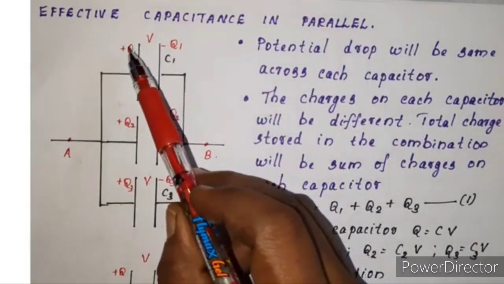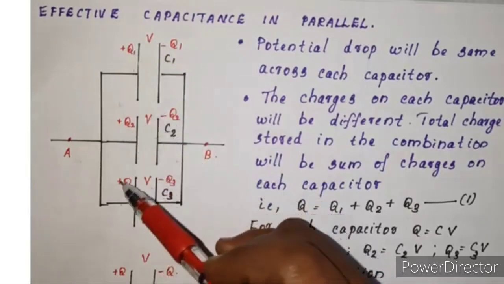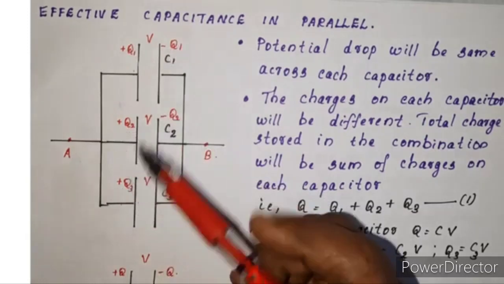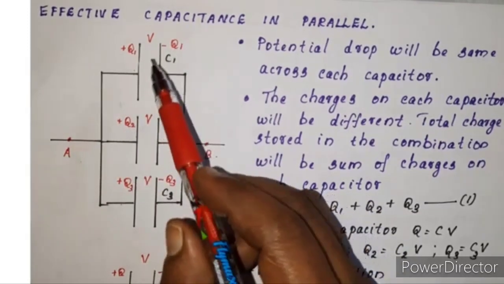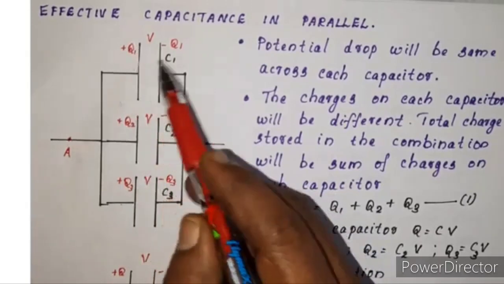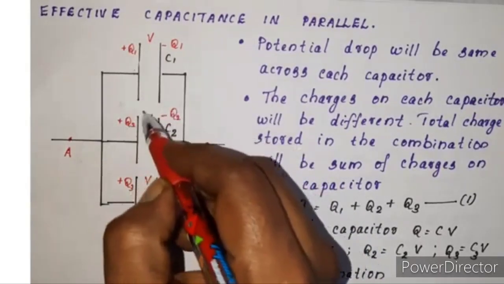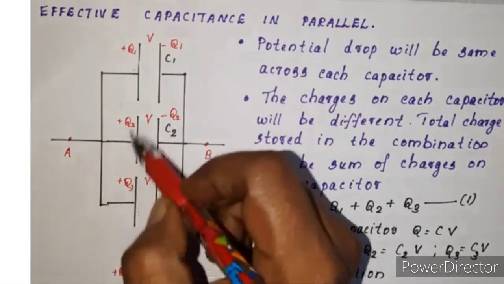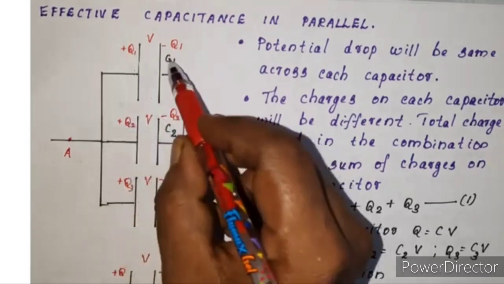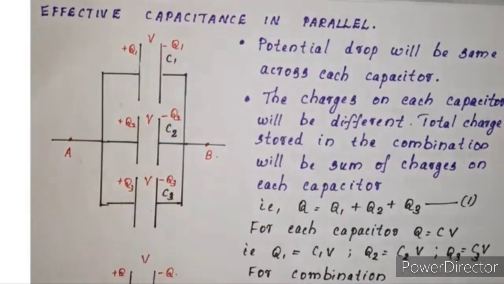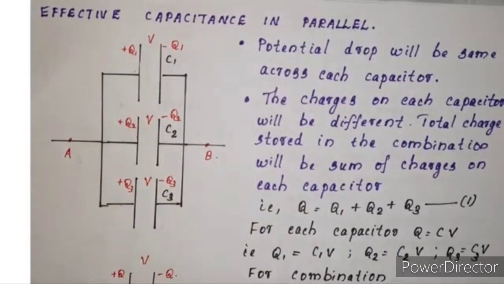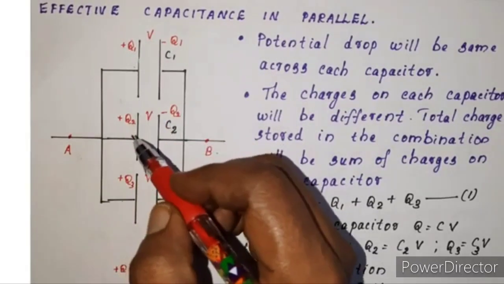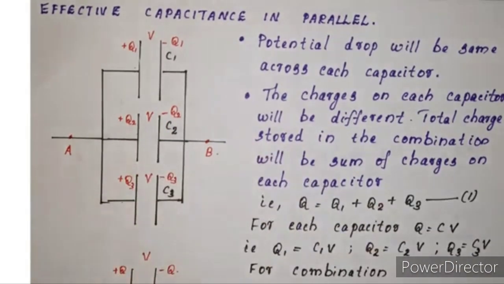Now what about the charge? Charge stored on each capacitor will be different. So we took the charges as Q1, Q2 and Q3. Now the thing is this, when we connect them in parallel, it's just like extending them, joining them. So what will be the total charge stored? Q1 plus Q2 plus Q3. Got it? So when we draw the effective capacitor, we will have the charge stored as Q1 plus Q2 plus Q3.